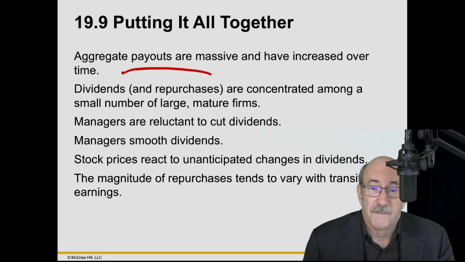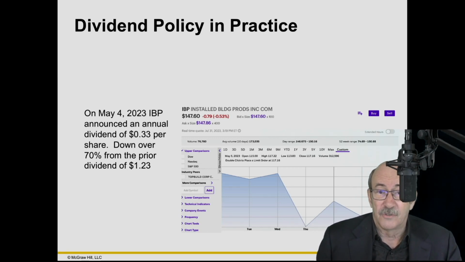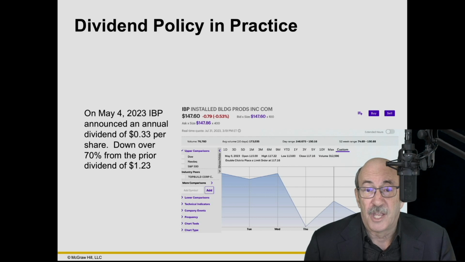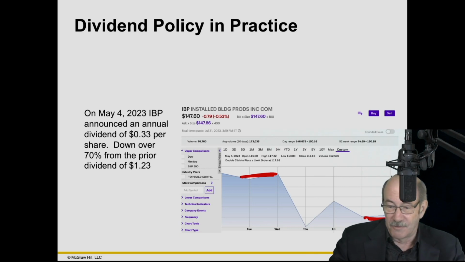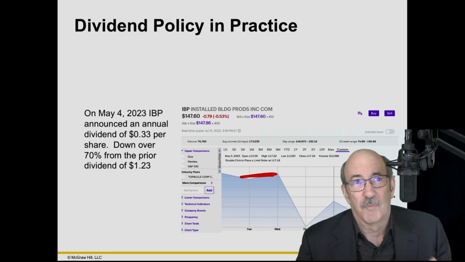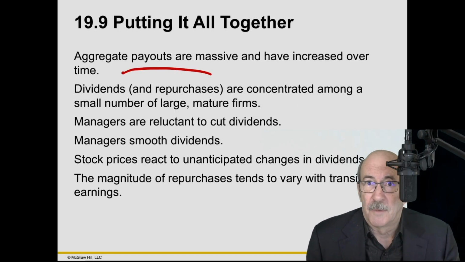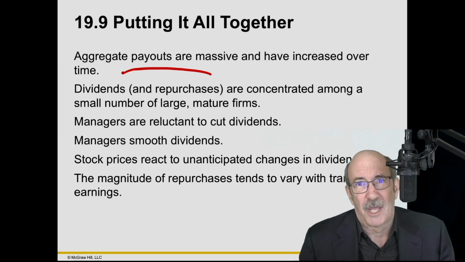Managers are reluctant to cut dividends, and we'll see that in this example right here. Here's an example of why they're hesitant to cut dividends. This is back in May of 2023, a company called Installed Building Products, ticker symbol IBP, and they announced a significant decrease in their dividend. Their price was at 122, and it dropped down to around 114 as a result of that single announcement. Lost around 7% of the value of the company, which is pretty dramatic. So companies are reluctant to do that because that is a regular occurrence. When companies do cut dividends, they see this dramatic price decrease.